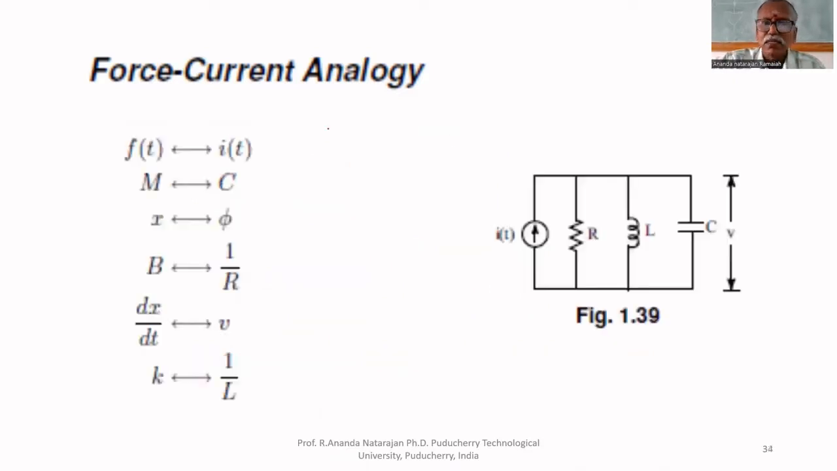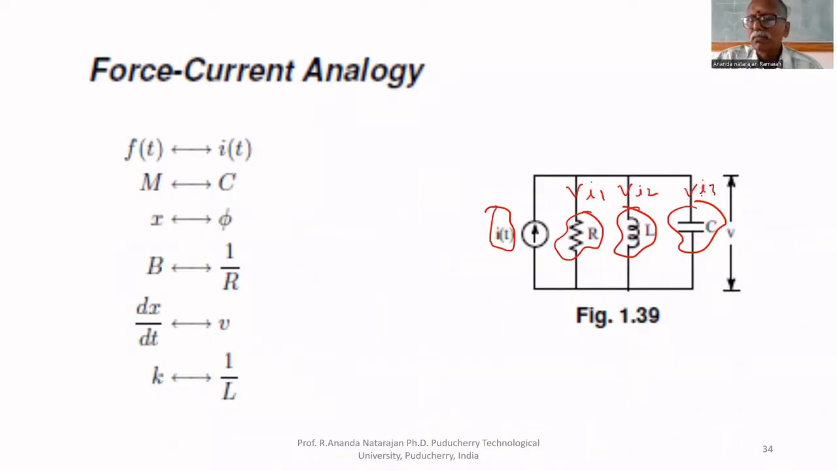So this is the circuit in which a current source is there. One resistor, one inductor, and a capacitor are in parallel. So what is the equation? Current through this is I1, current through this is I2, current through this is I3. The current coming from the source is I of t. Total current is I of t. I of t equals I1 plus I2 plus I3.